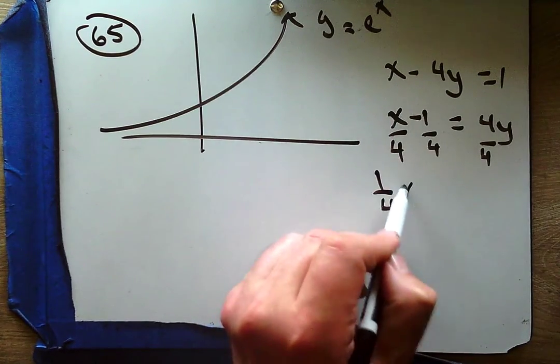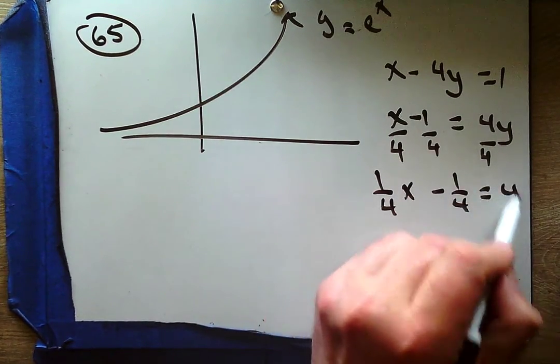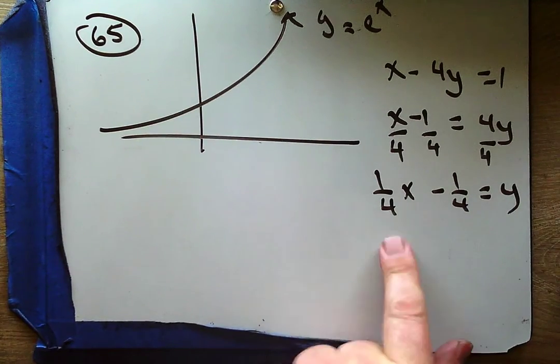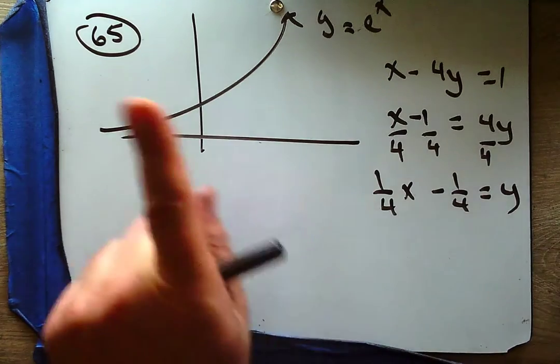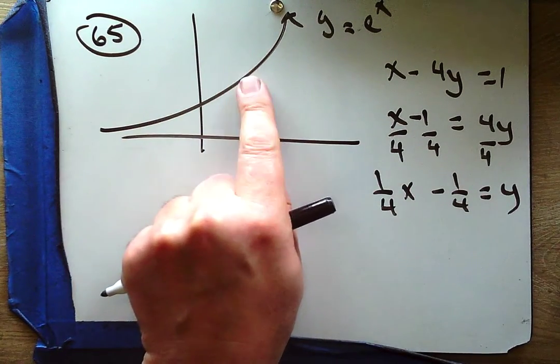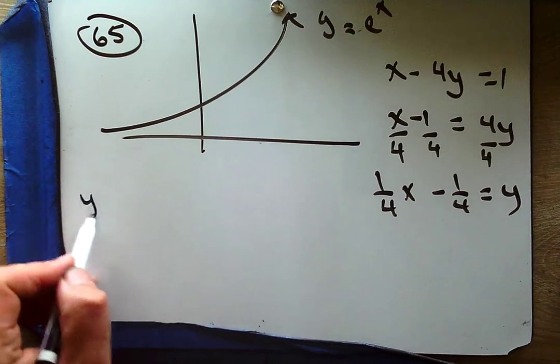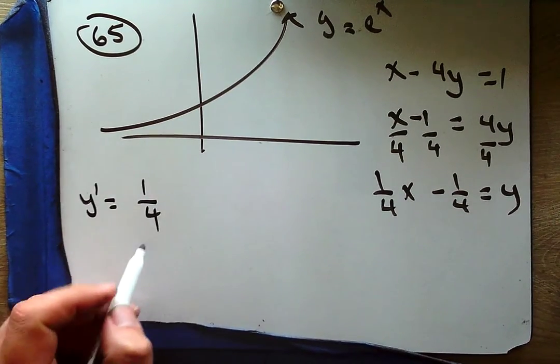I see 1/4 x minus 1/4 equals y. I want to be parallel to this line. This line has a slope of 1/4, so I'm looking to see when this curve has a slope of 1/4. In other words, I'm wondering where y prime is equal to 1/4.